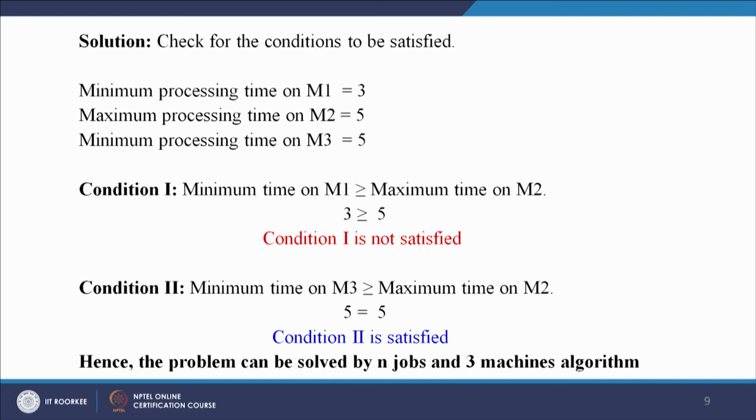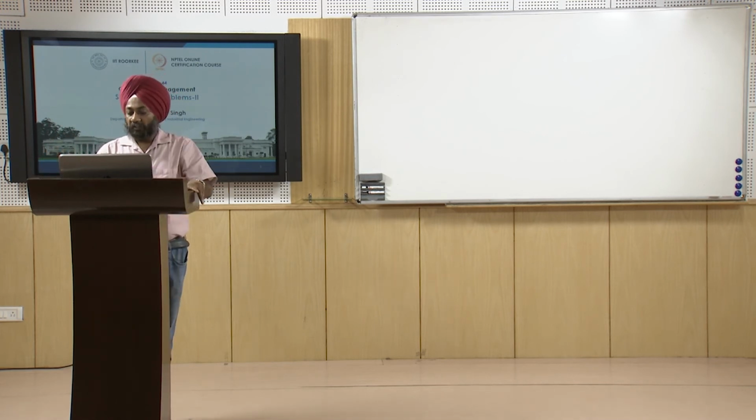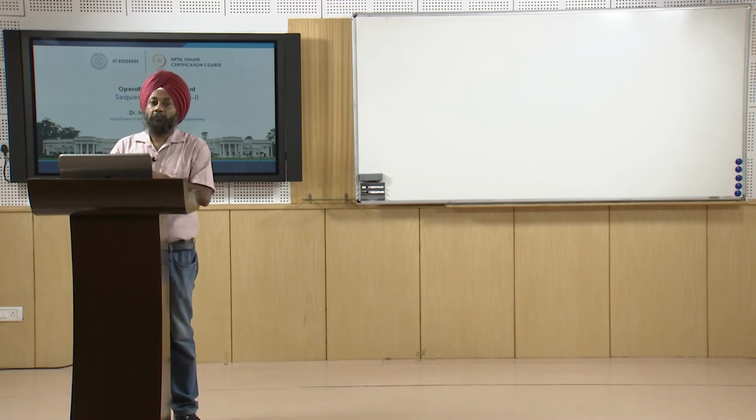So as per our requirement, either of the two conditions has to be satisfied or both the conditions have to be satisfied. So at least one is satisfied, therefore the problem can be solved by the n jobs and 3 machines algorithm. So our condition is satisfied. Now we will try to convert this problem into an n jobs and 2 machines problem. How do we have to do that? We have to do it using this simple mathematics.